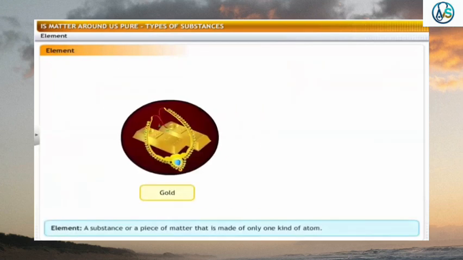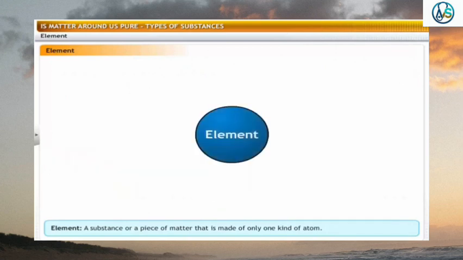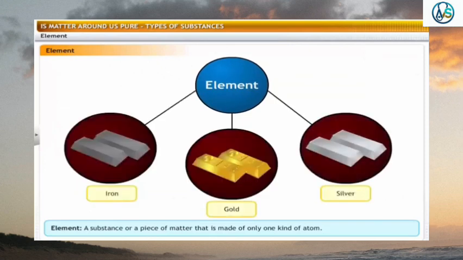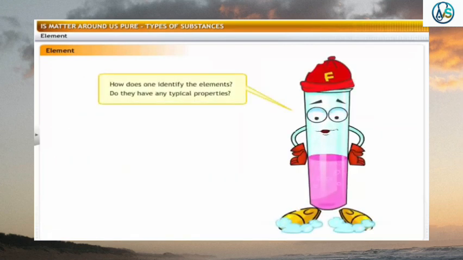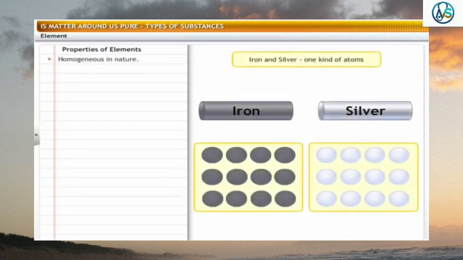A pure substance which is made up of only one kind of atom and cannot be broken into two or more simpler substances by physical or chemical means is referred to as an element. For example, iron, gold, and silver. How does one identify the elements? Do they have any typical properties? Yes, they do have typical properties.